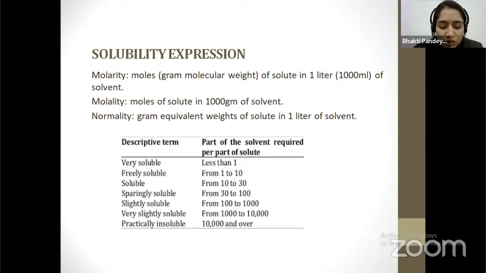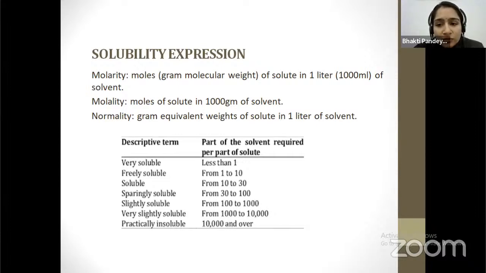We can express solubility in many ways, in many terms. Some terms are molarity and normality. So first comes molarity. So what is molarity? Molarity is moles of a solute in 1 liter, or we can say 1000 ml of solvent. Then molality is moles of solute in 1000 gram of solvent. Then normality is gram equivalent weights of solute in 1 liter of solvent.